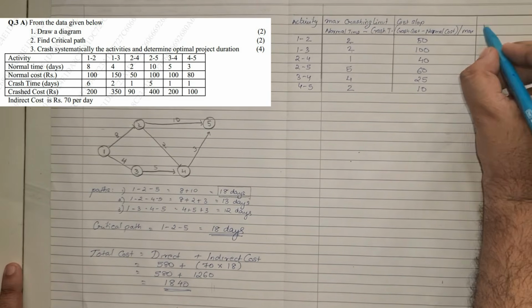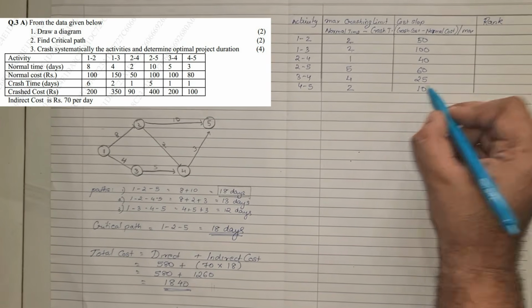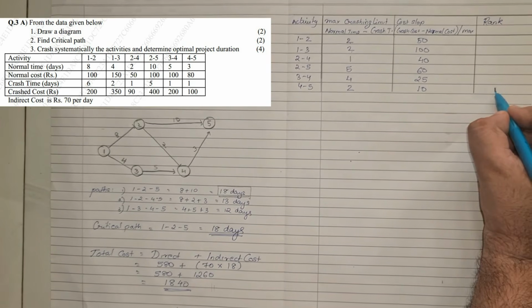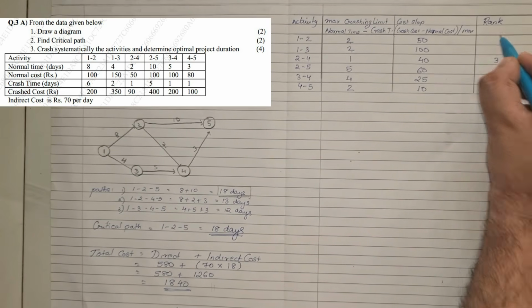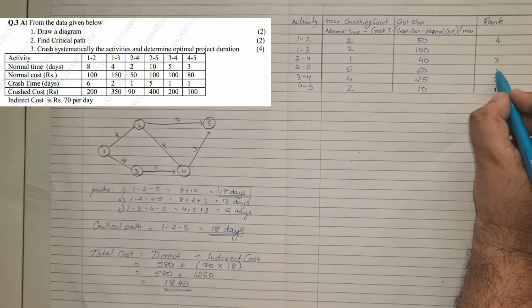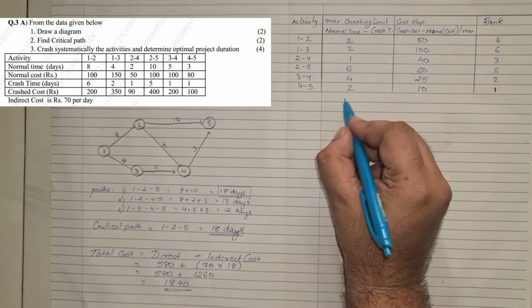Okay. Now with that, the last step is we need to rank them. So rank as per the lowest cost. This is the lowest cost, so I rank that as 1. Second lowest is 25. I rank it as 2. Then 40, 3. 50, 4. 60 will be 5 and 100 is 6. Okay, so once that is done, now we can start with our crashing.